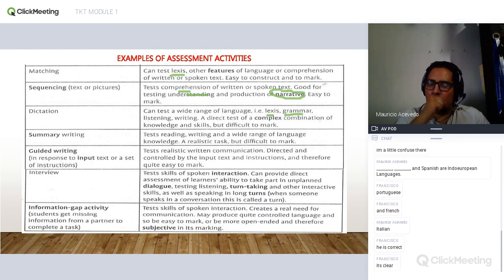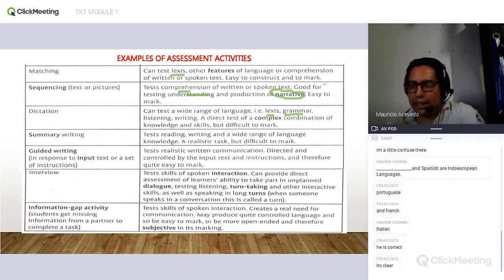Guided writing in response to input text or a set of instructions. You know what guided writing is, right? For example, guided writing is when we have a story. This story will start like this: Two little boys were walking in the park when suddenly, and then you give the piece of paper to another student, and he continues writing.